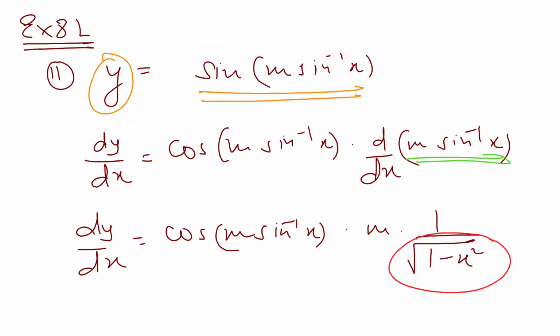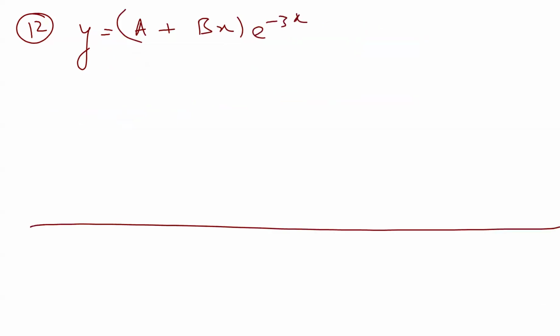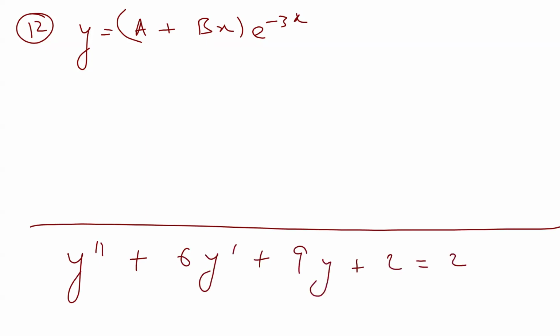Question number 11. Earlier we were solving question number 10. Sorry, this was question number 11. We'll go to question number 12. Okay. y is equal to a plus bx into e raised to minus 3x. What do we need to prove? We need to prove that y double dash plus 6y dash plus 9y plus 2 equal to 2.